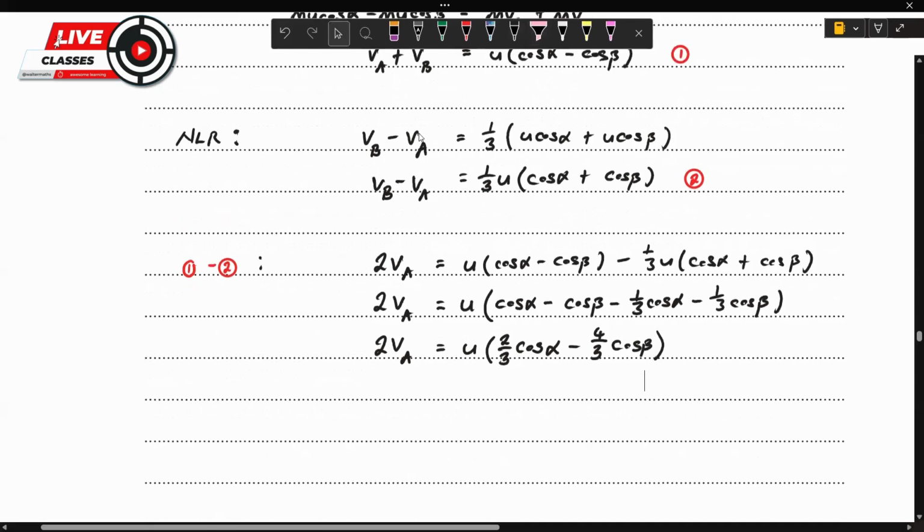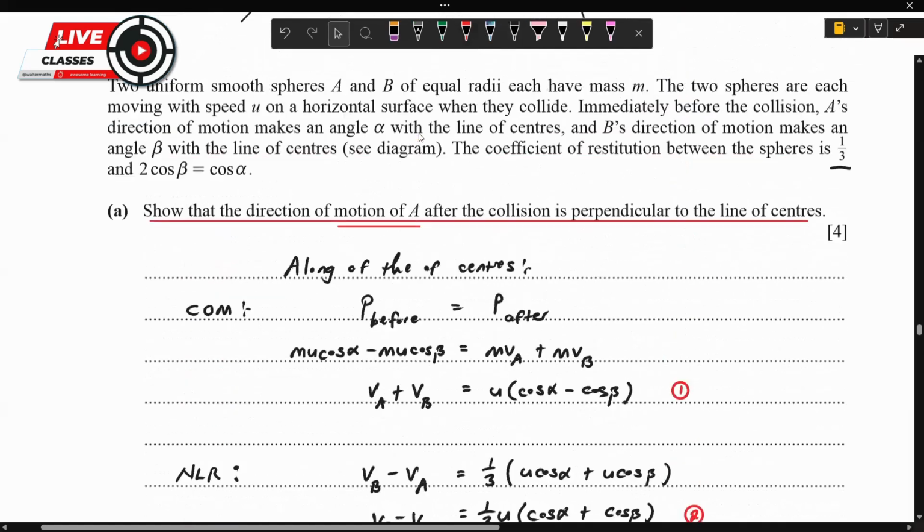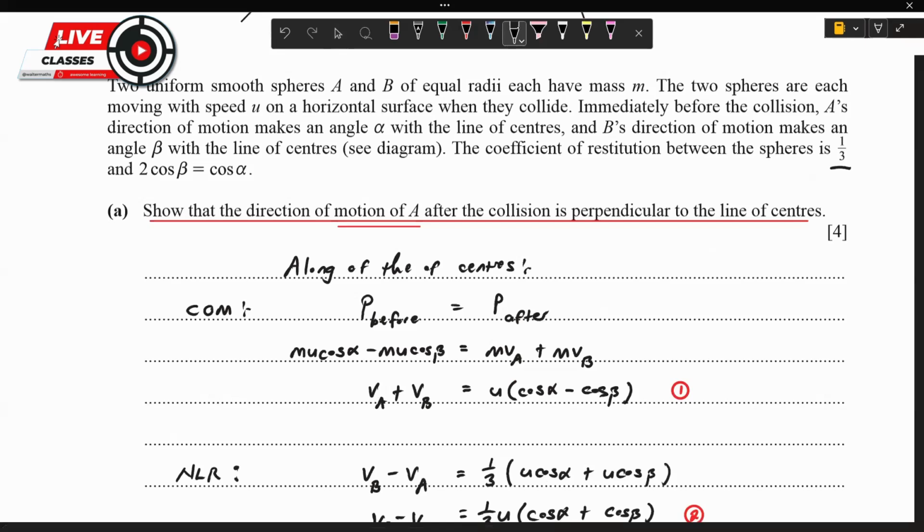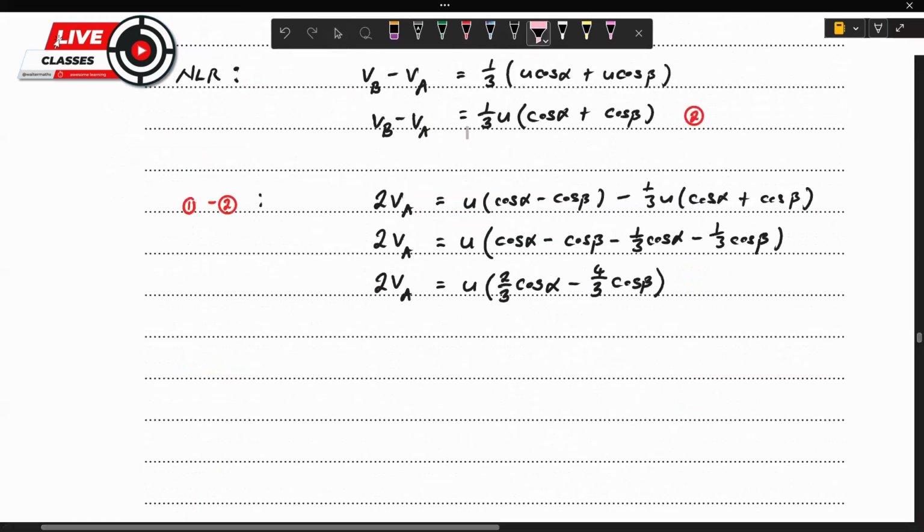Now, the question has given us some pretty useful information, where they said that 2 cos beta is equal to cos alpha. Before we can make use of that, let's just multiply both sides by 3. If we do, we'll have 6VA is equal to, and I'll also expand brackets at the same time.